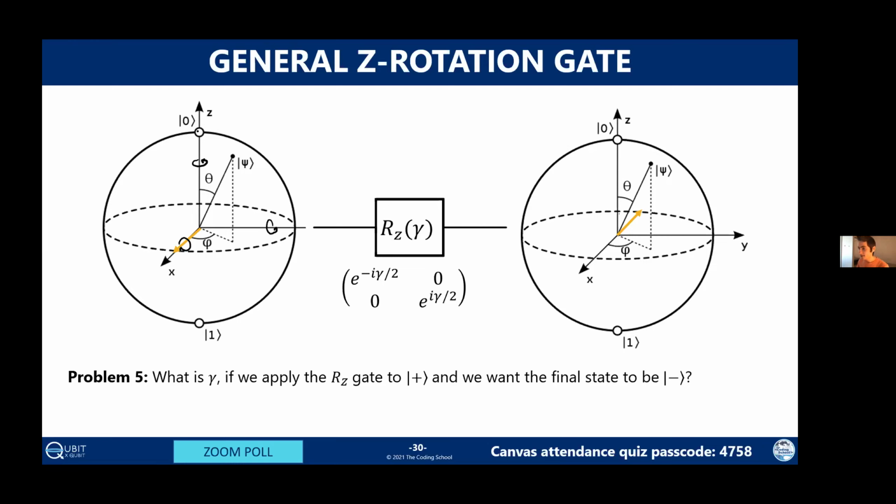Okay, so that is our last concept quiz. I will quickly show how to do this. Again, like I said, visualize ket plus, then visualize ket minus. Here we've given you a bit of a hint. Ket plus is on the plus x-axis. Ket minus is on the negative x-axis. If we are rotating around the z-axis, how far do we need to go? 180 degrees, which is pi radians. So the correct answer here was pi. And I'll go ahead and share those too.